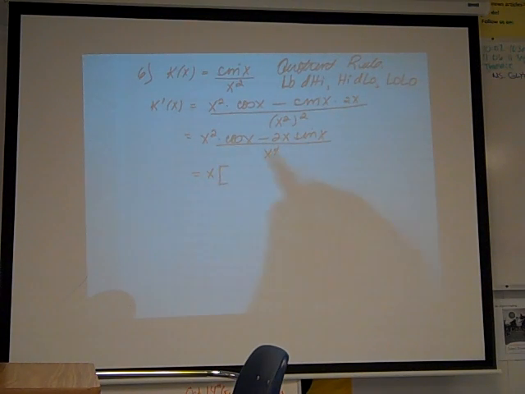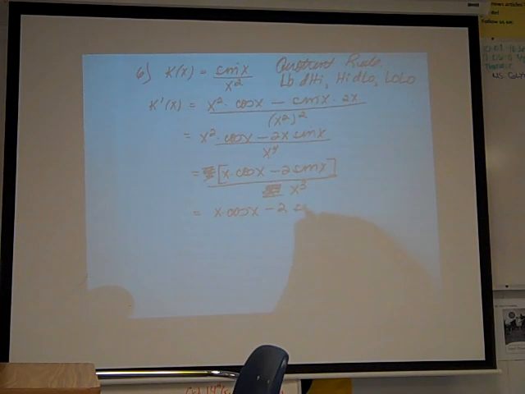I see a common factor of x. So I could get x cosine of x minus 2 sine of x over x to the 4th. I have an x in the numerator that's been factored out, and I have x to the 4th in the denominator. I can cancel out that x with one of these, leaving me x cubed. And so my final answer, x times cosine of x minus 2 sine of x over x cubed.